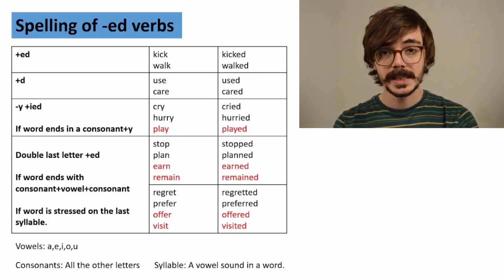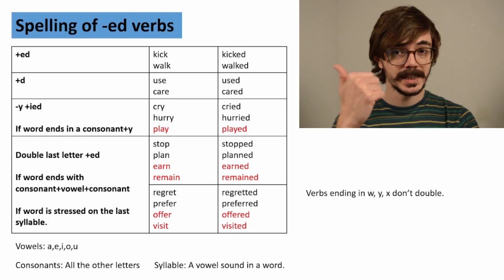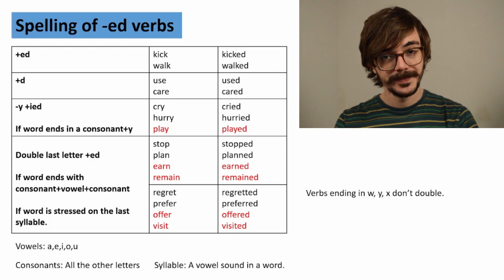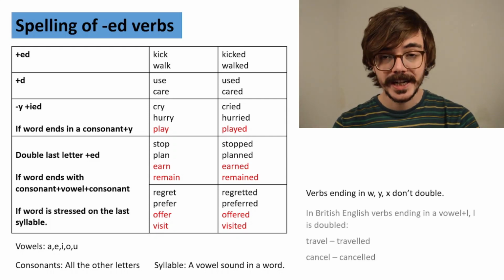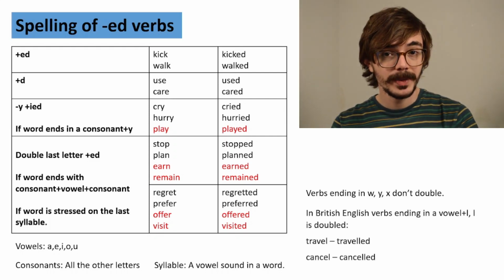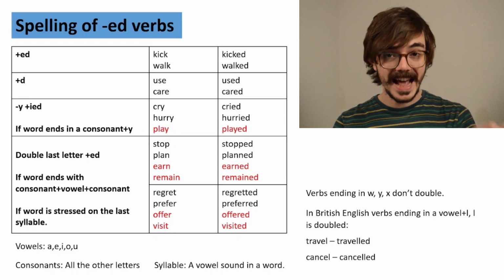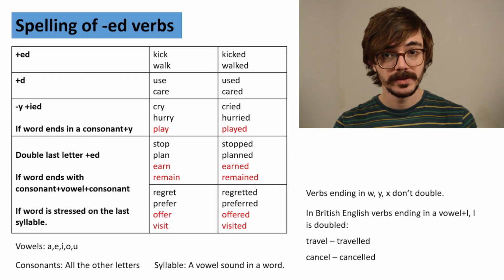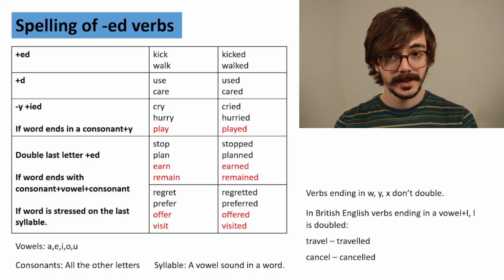Two more important things to know. If our verb ends in W, Y or X, then we never double that consonant. And in British English, when we have a verb which ends in a vowel and then an L, we double the L, like travel, travelled, or cancel, cancelled.